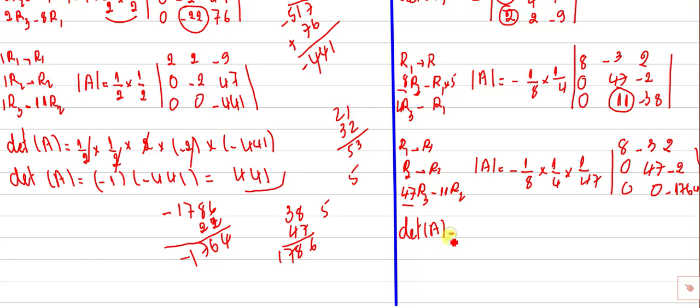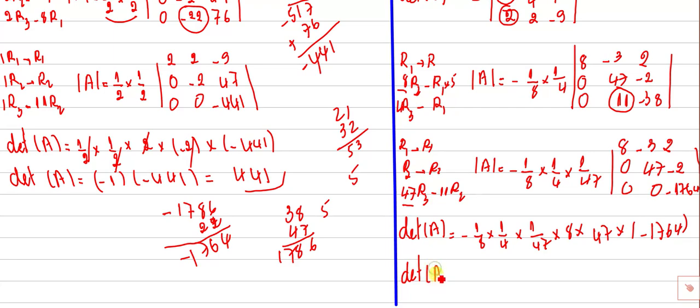Determinant of A is equal to 1 over 8, 1 over 4, 1 over 47 multiplied by 8 multiplied by 47 multiplied by minus 1, 7, 6, and 4. So this determinant of A is 8 left out with 8, 47 left out with 47. Minus and minus is plus. So it's equal to 1, 7, 6, 4 divided by 4. So this one we can put 4.